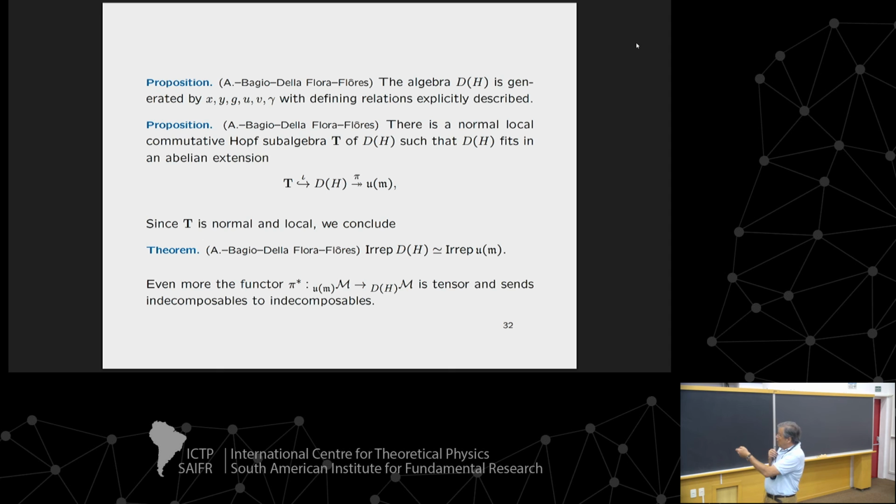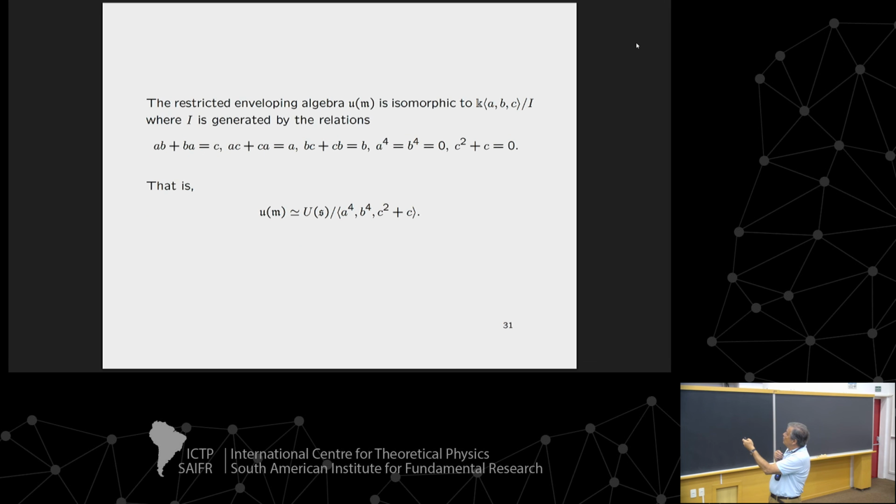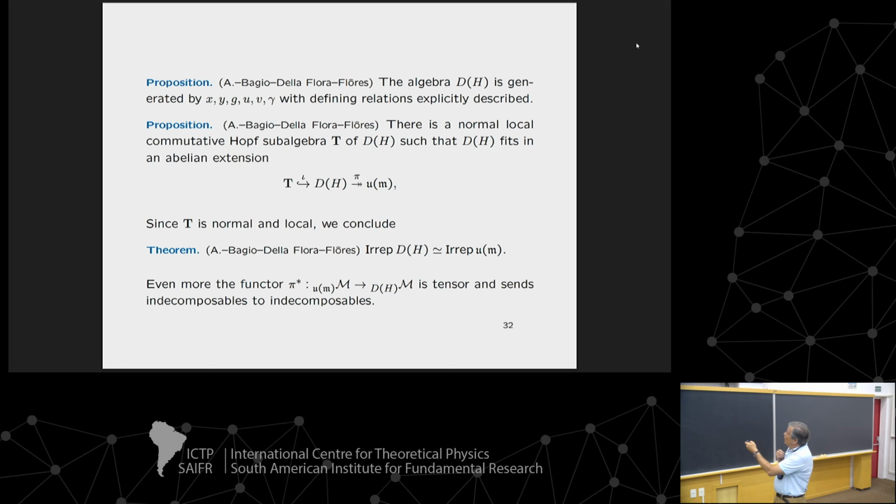So as before, we have a local normal subalgebra T, we have the Drinfeld double, and the quotient is U of M, the algebra which I described in the previous slide. And again, T is normal and local, and therefore the set of irreps of D of H is in bijective correspondence with the set of irreps of U of M.